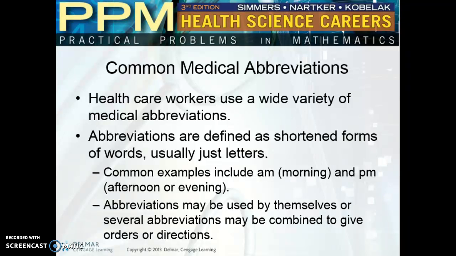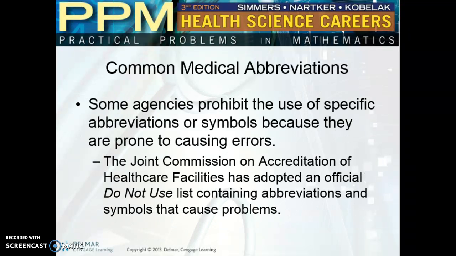So there is an important list, I should say, that provides us with all of the ones that we should not be using. The Joint Commission actually has what's called a do not use list. So it's any kind of an abbreviation or symbol that could cause problems in communication. We don't want to misread something and therefore give the patient the wrong medication or something like that. So knowing what's on that do not use list is almost as important as knowing what we can use.